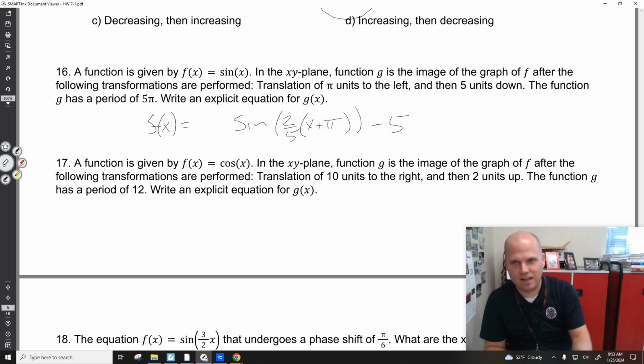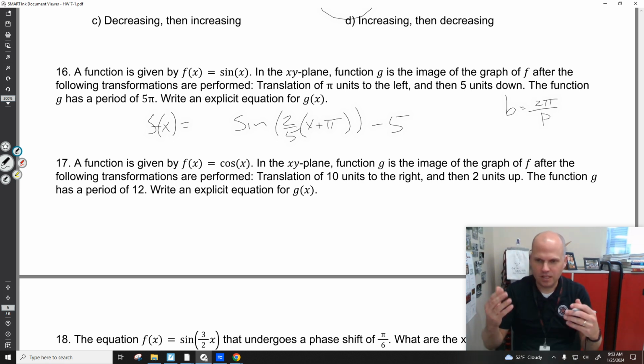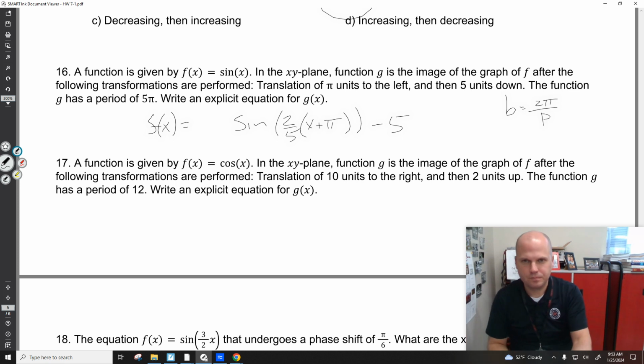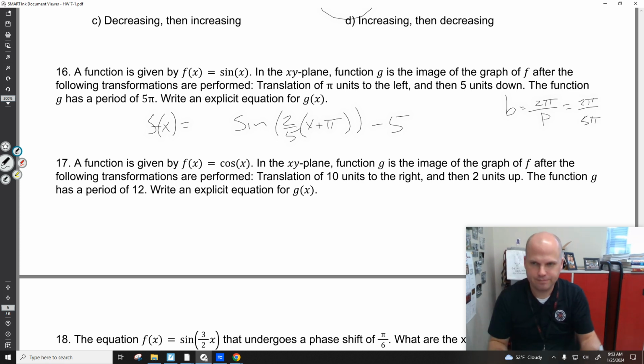It really comes down to period is 2 pi over B. B is 2 pi divided by my period. It's the same. It's what are we going to undo? Yeah, so 2 pi divided by 5 pi is 2/5. Amplitude doesn't change. We're good.